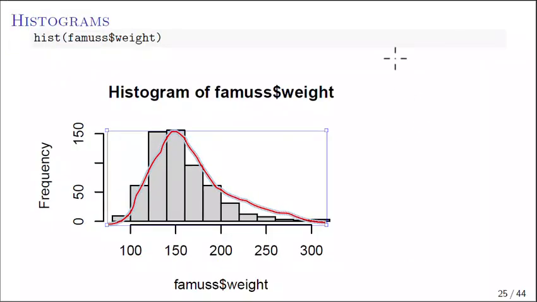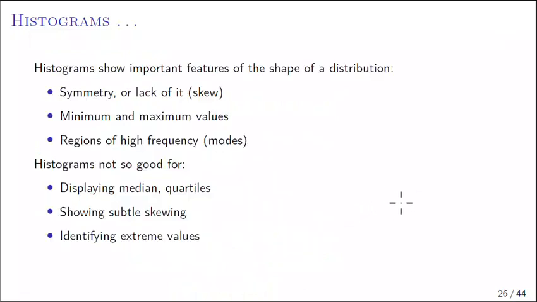So that's how this histogram can tell us about the center. Here is kind of the center, because most weights are around these two bars. It also tells us the overall shape is skewed to the right. This is a histogram. Histograms show important features of the shape of a distribution, symmetry or lack of it. That's what I mean by skew, like the previous picture skewed to the right.